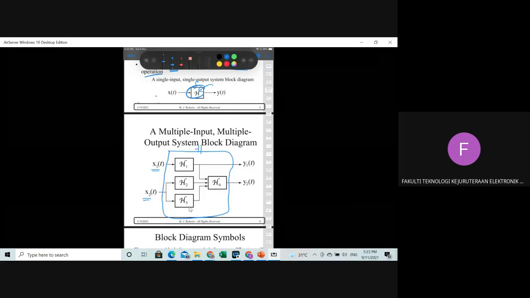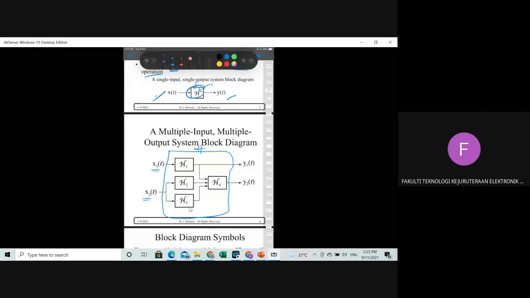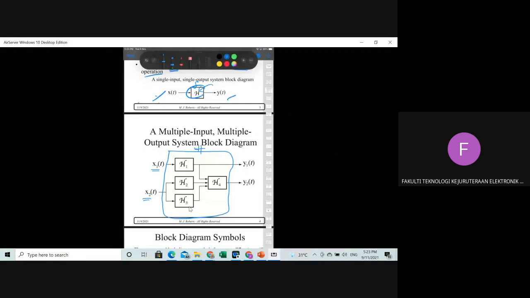So in the main system you have subsystems. This means we can also treat this as a system. Not necessarily just one input, one output. We can have more than one input and more than one output, or one input and more than one output, or more than one input and just one output. It depends on the design of the system.